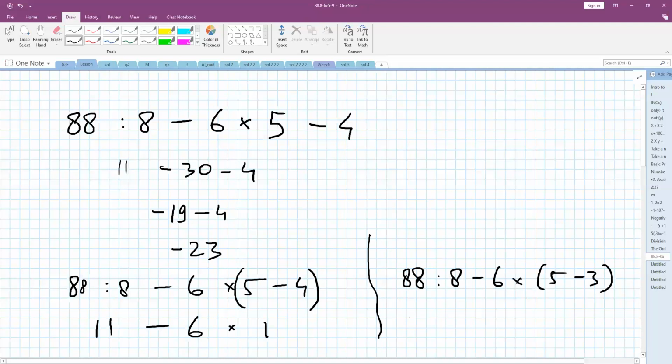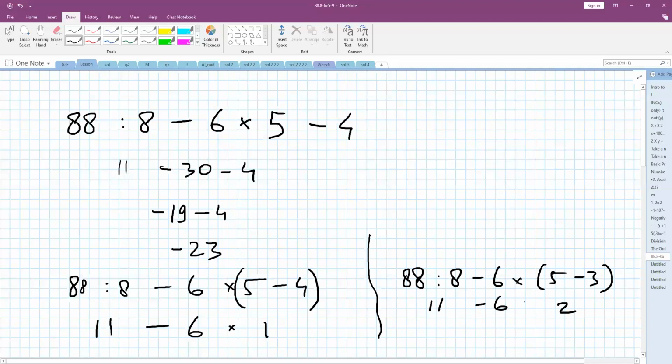What about this? Okay, that makes 10. How did you get that number? 5 minus 3 is 2. Yes, it took its spot there. And then this is 11. Yeah, 11 minus 6, which makes 5. So it took its spot there. And then I had to times 5 by 2.